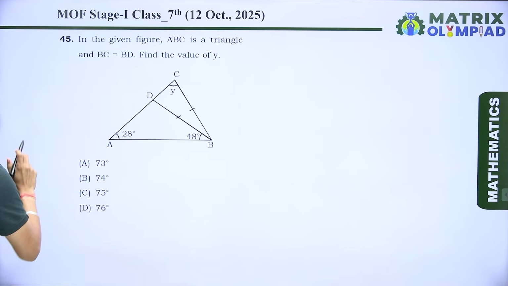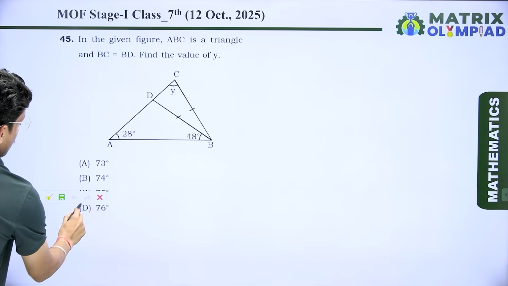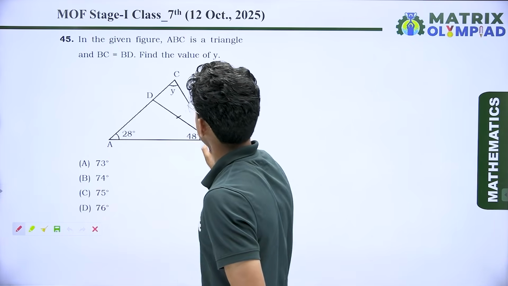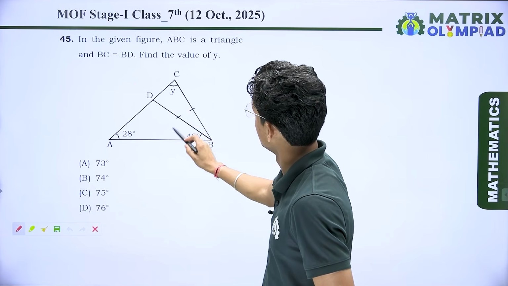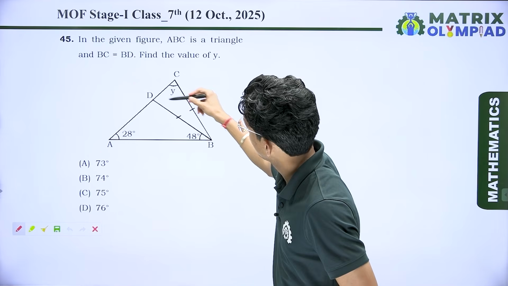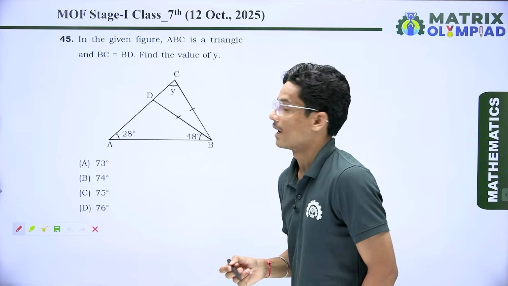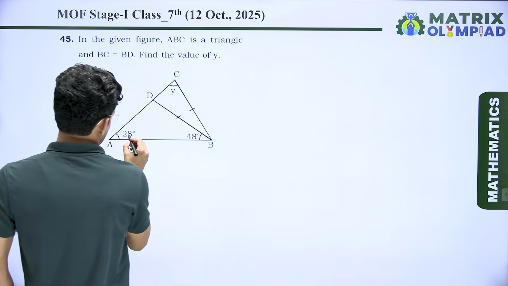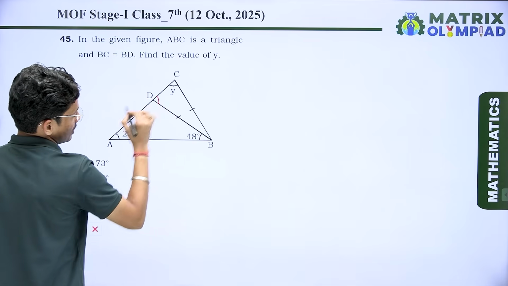So now if I talk about the next question, that is in the given figure, triangle ABC is a triangle. Okay, ABC is a triangle and BC is equal to BD. So BC is equal to BD. It means the triangle BCD is an isosceles triangle. Okay, find the value of phi. So we know 28 plus 48, which is equal to this angle.